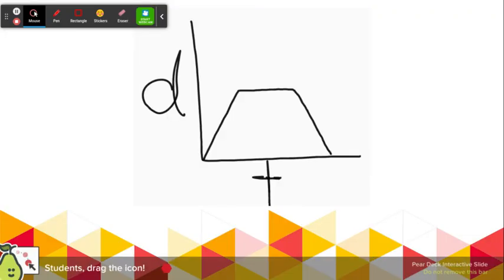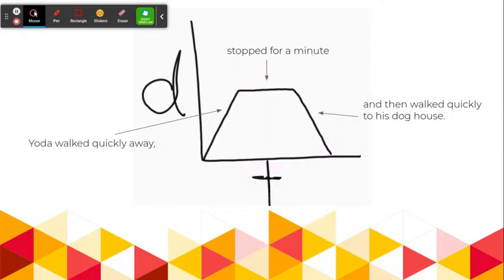All right, here's the last practice. Notice there's something a bit different with this graph. The line moves up, showing an increasing distance. It flattens out, showing a stopped motion, and then moves down, showing a decrease in distance. That's going to show Yoda walked away from his house, stopped, and then went back home.